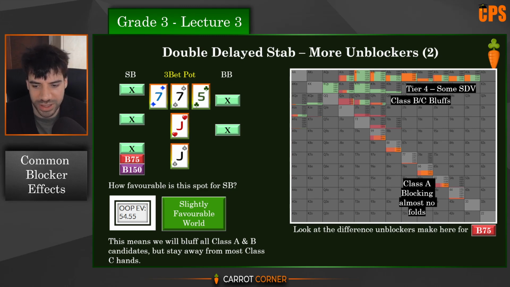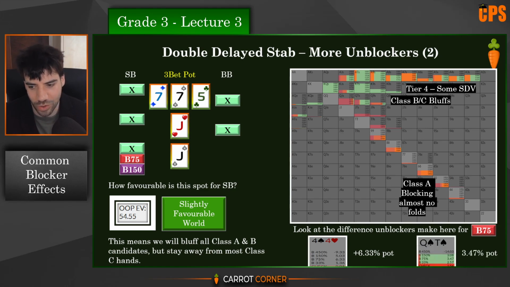Look at the difference unblockers make here for B75, while a hand like pocket fours is coming in at plus 6.33% pot for bluffing because it just does such a great job of unblocking villain's folding range. A hand like Queen 10 is only making 3.47% of the pot. For some reason this hand is actually making some money by checking, and that's why it doesn't bet all of the time. I guess villain's not only checking back some King X here, but maybe some Queen 10 themselves.